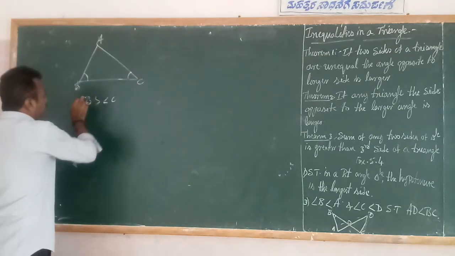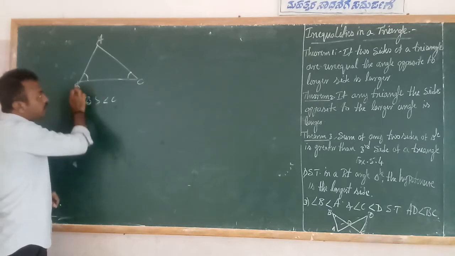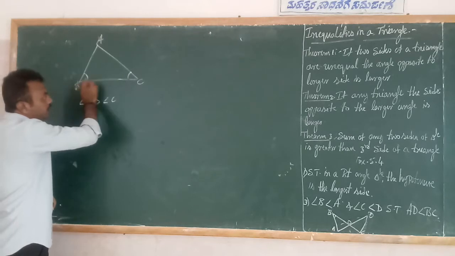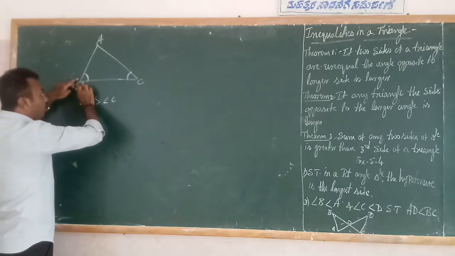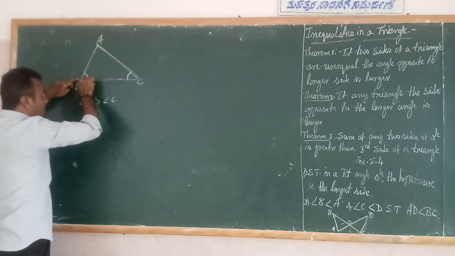So, which angle is greater? Angle B is greater than angle C. I will consider B and C. What is the opposite side of the bigger angle? So, what is the side? AC is greater than AB.